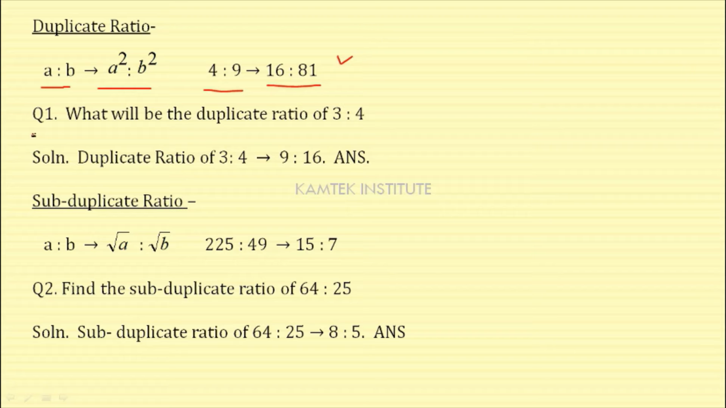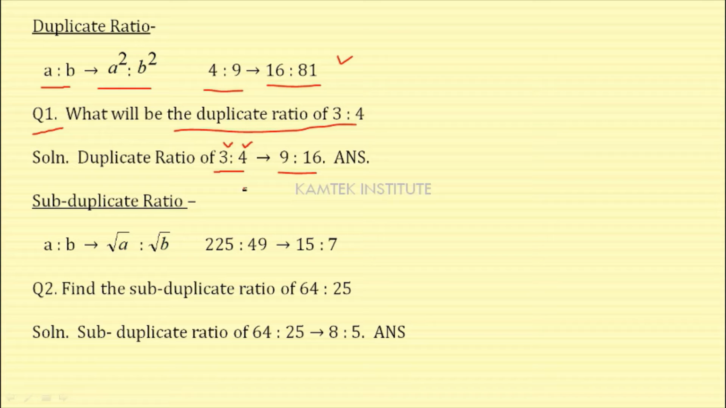We come to question number 1. It says find the duplicate ratio of 3 ratio 4. We'll square both these numbers 3 and 4 and we get 9 is to 16, which is the duplicate ratio of 3 ratio 4. Now we come to sub-duplicate ratio.